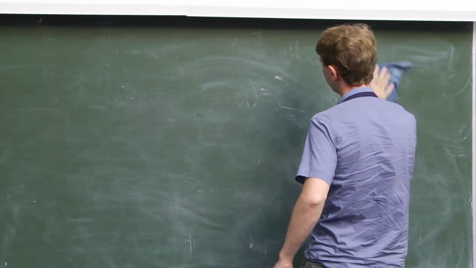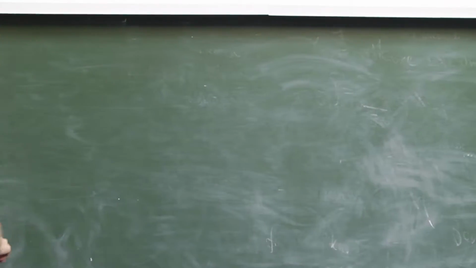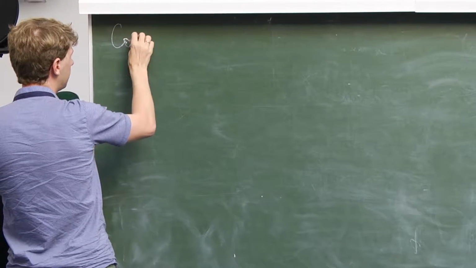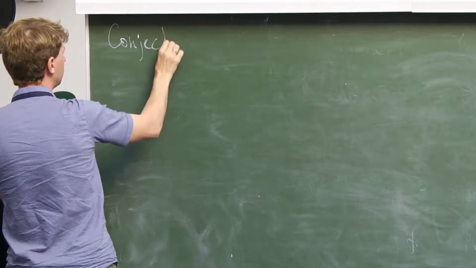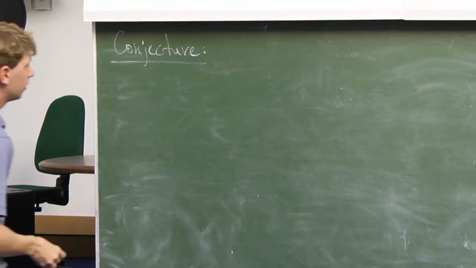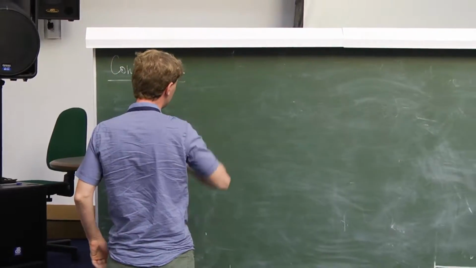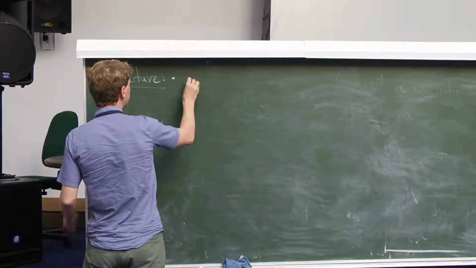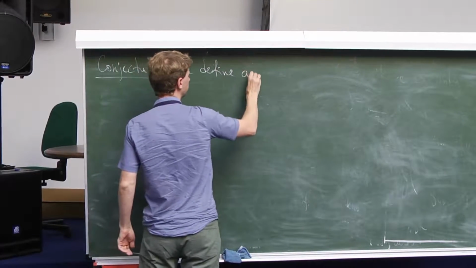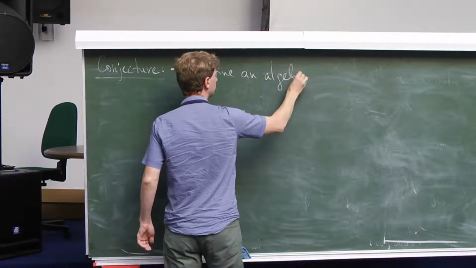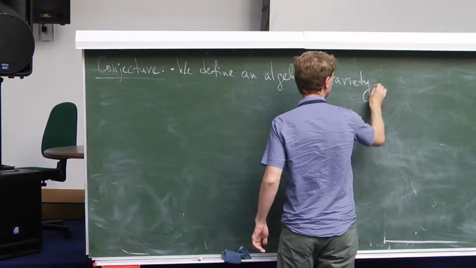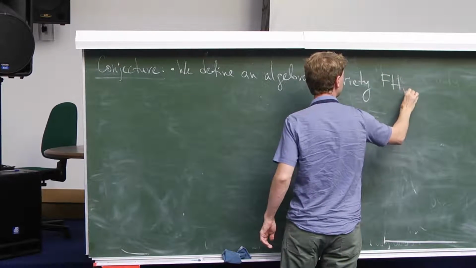Okay, so I'd like to formulate a long conjecture, which has many, many different parts. But stay with me. The first part is that we define an algebraic variety which I will denote by FHN.